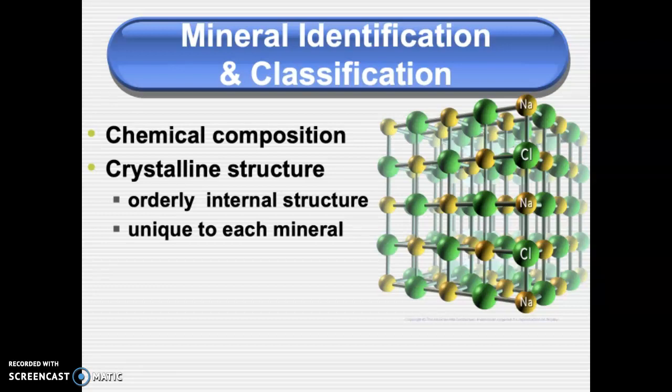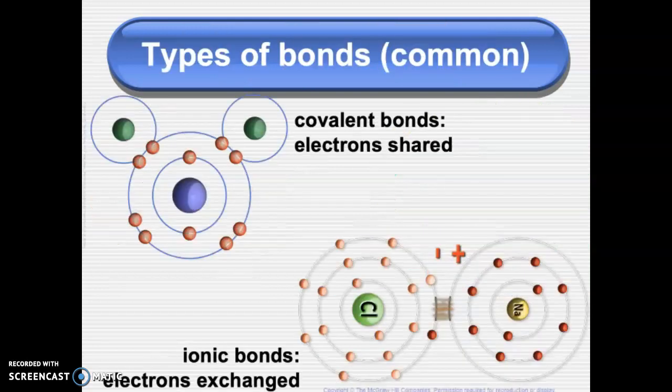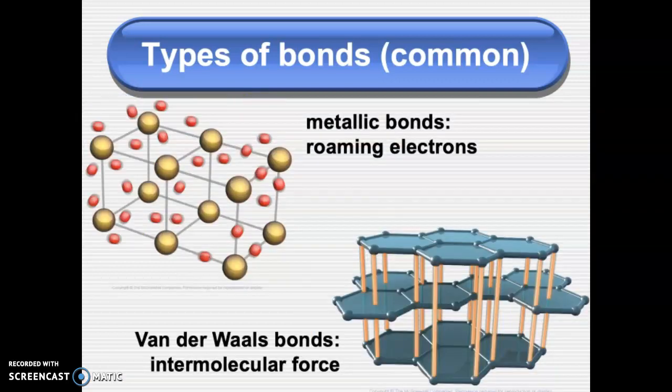So, in part two, we're going to pick up where we left off. Where we left off was with the type of bonds that have to form in order for us to get a mineral in the first place. Just as a quick review, they were covalent bonds and ionic bonds, where electrons are shared or exchanged. Covalent are considered stronger. Ionic bonds are pretty weak.